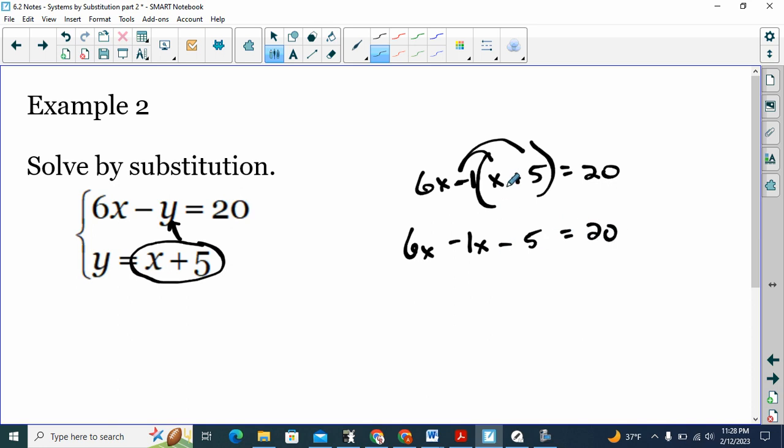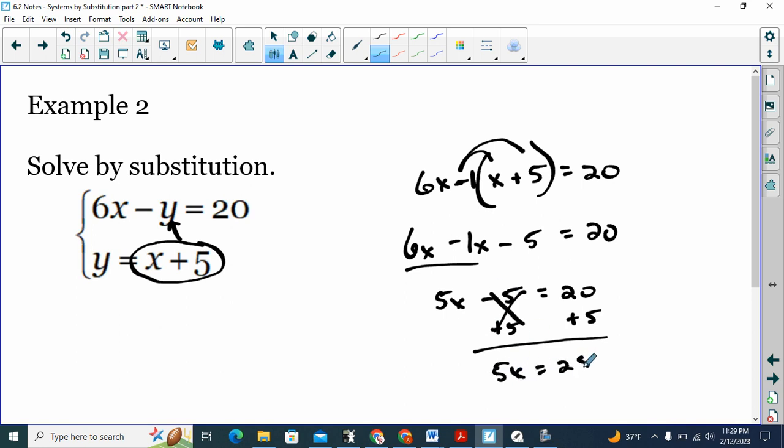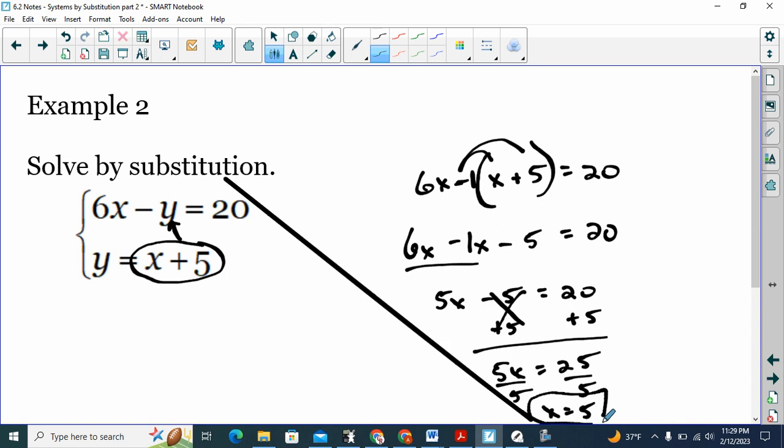Notice this is very similar to what I had written before, but this had plus, and it should be a minus after I've distributed that negative 1. Now the problem should be very similar to the previous one. 6x minus 1x, that's 5x. Add 5 to both sides. And divide both sides by 5. I don't know what happened there, but we'll go with it. I get x equals 5.